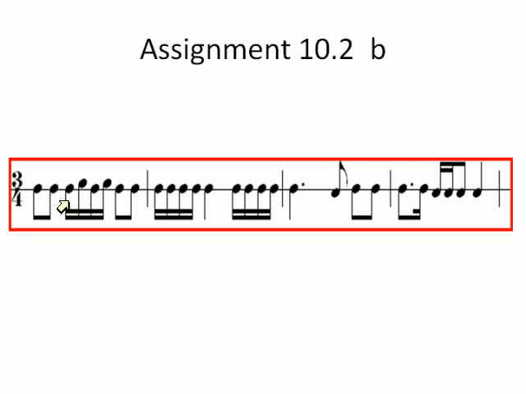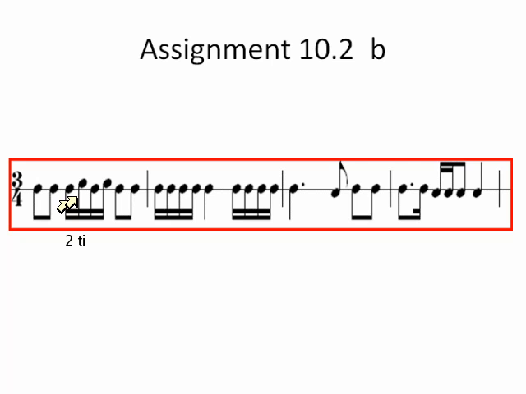Now, in the Eastman system, a note that begins on the second quarter of the beat is called Ti. So this is the second quarter of the beat right there. What beat is that? Beat number 2. The second quarter of the beat is Ti.